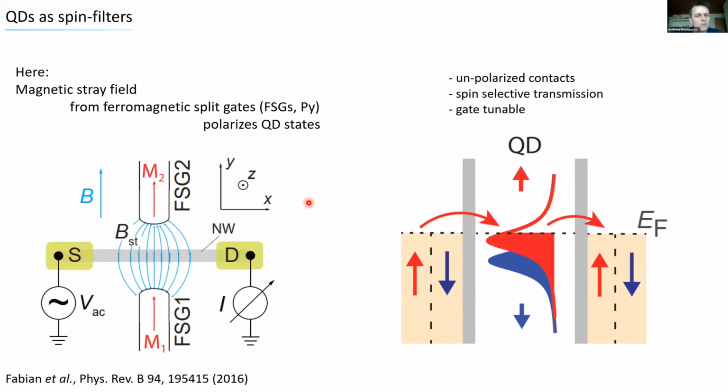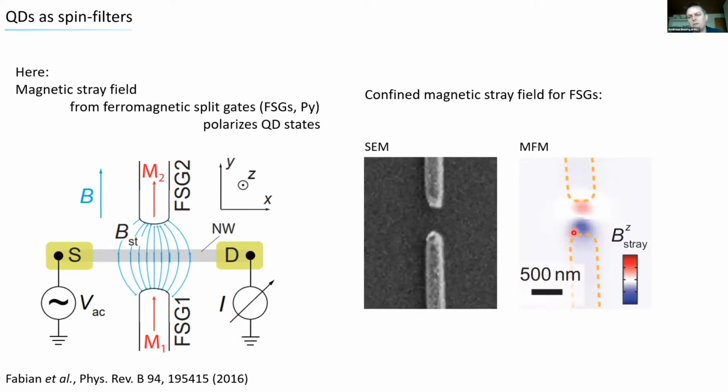So what we want to do is we take a quantum dot, and then we put nanomagnets nearby, and the stray field at the position of the quantum dot can then be large enough to get a spin splitting. This we investigated some 4 years ago, and we showed that the magnetic field, so here is a magnetic force microscopy picture of two nanomagnets, we call them split ferromagnetic gates, is really located between these two magnetic poles and decays fast outside.